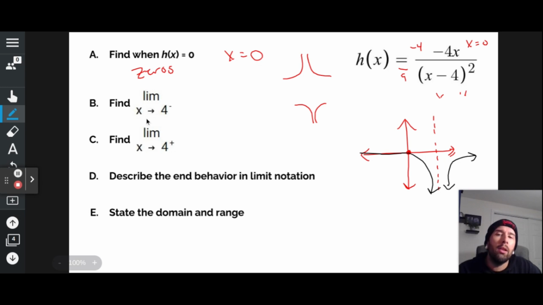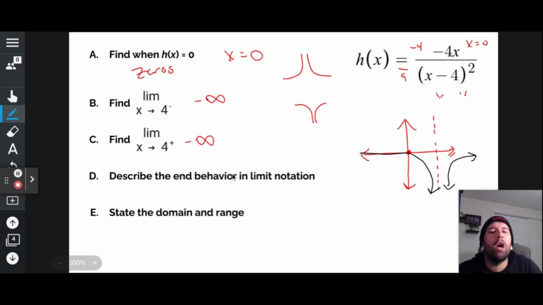So find the limit as x approaches 4 from the left. Well, here we are coming from the left, going to 4, going to 4. Oh, no. Negative infinity. Moving from the right, going from the right. Oh, no. Also negative infinity, which means the limit as x approaches regular 4 exists, and the answer would be negative infinity. Didn't ask you that, but now you know.